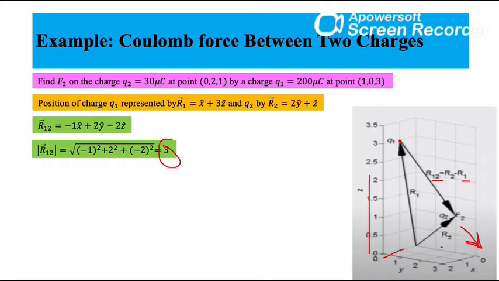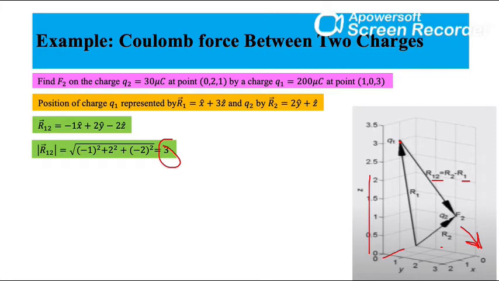Coming back to the force part, I have already found the unit vector. Now if I get the magnitude of the force and multiply it with the unit vector along r12, I will get the full vector F2.